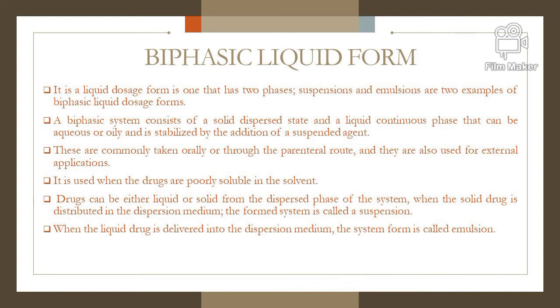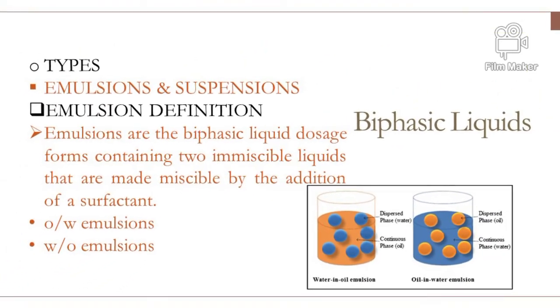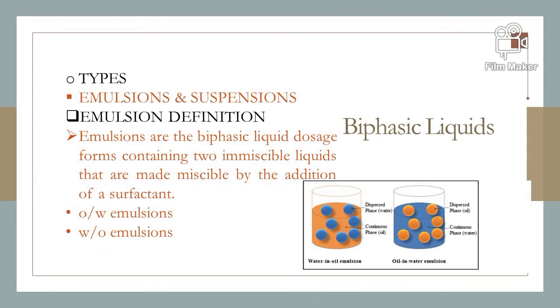The drugs can be either liquid or solid in the dispersed phase of the system. When the solid drug is distributed in the dispersion medium, the system formed is called a suspension. And when the liquid drug is dispersed into the dispersion medium, the system formed is called an emulsion. Now we are going to see about the types of biphasic liquids. It includes two types, as I said before, the emulsions and suspensions.